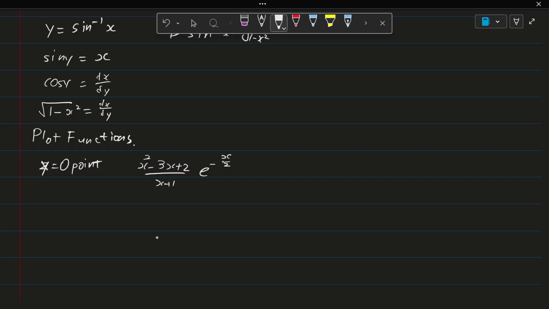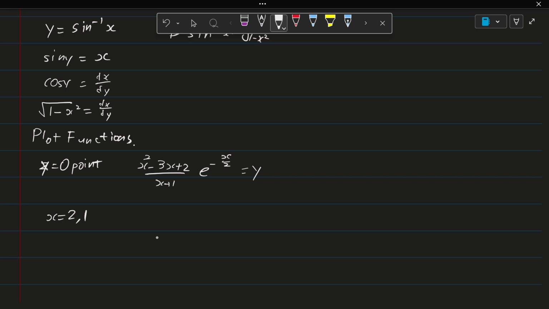where the function goes to 0. We can see that e to the power of negative x over 2 couldn't be equal to 0 because it's an exponential. And then dividing by x plus 1 couldn't truly make something equal to 0. So it leaves us with x squared minus 3x plus 2. And it turns out that we could factor this to obtain x equals 2 as well as 1. So we know where the zero point, or the x-intercept, is: at x equals 2 as well as x equals 1.